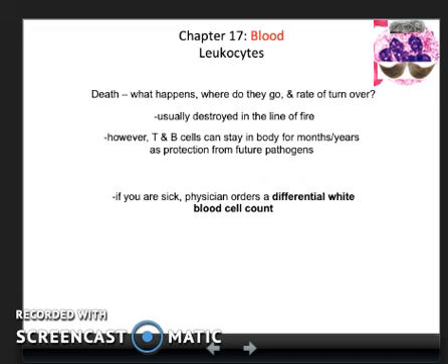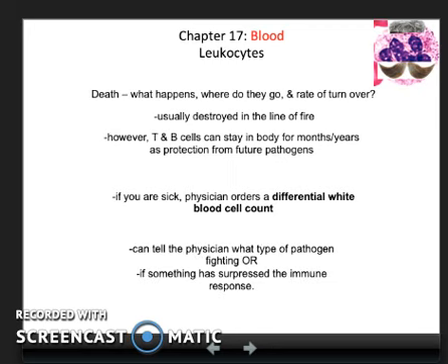If you're sick, a physician will order what's called a differential white blood cell count. That can tell the physician what type of pathogen you're fighting, or if something has suppressed the immune system. And both of that is very important information. Essentially what this does, the differential white blood cell count counts the number of each type of white blood cell.